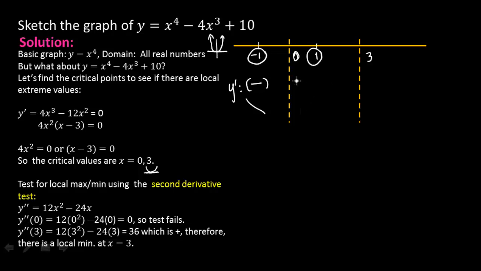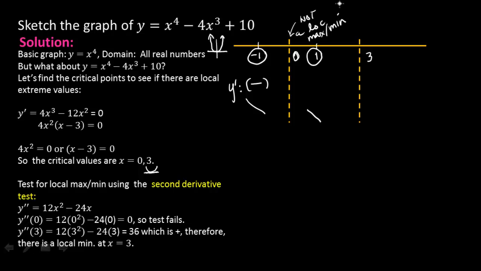Well, let's see. So what is y prime at 1? So we plug in 1 in here, so that becomes 4 minus 12 times 1. So it's still negative. So there is no change of sign, which means that at x equal to 0, this is not a local max or min. It's neither.